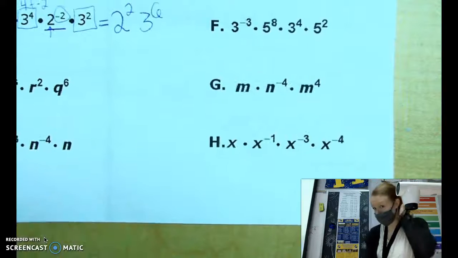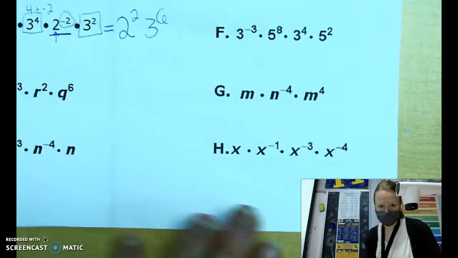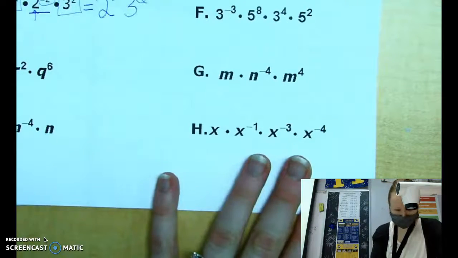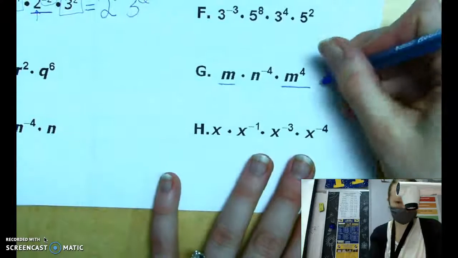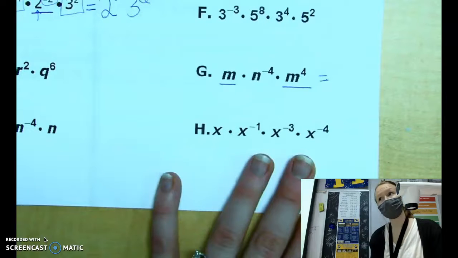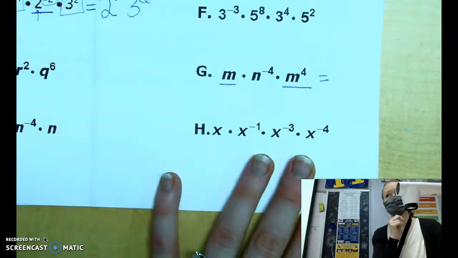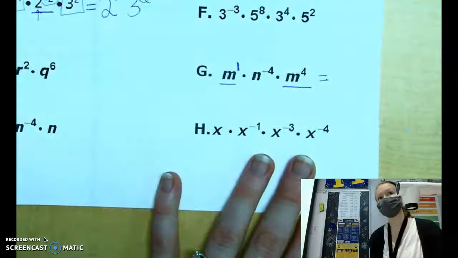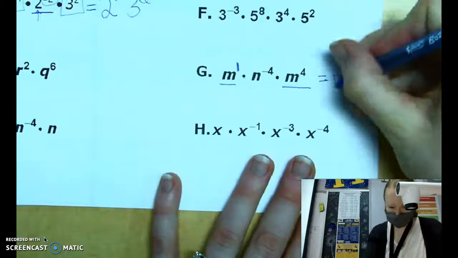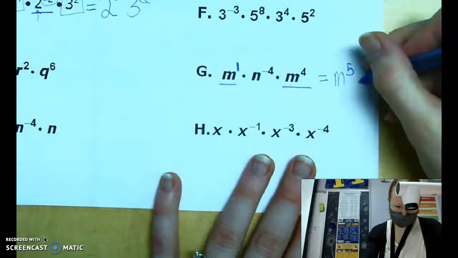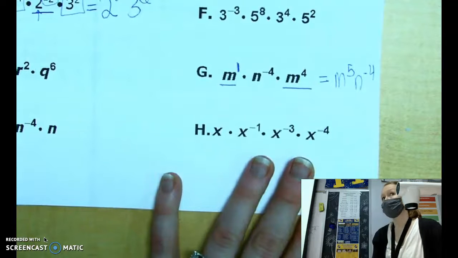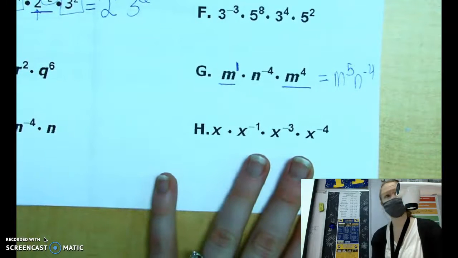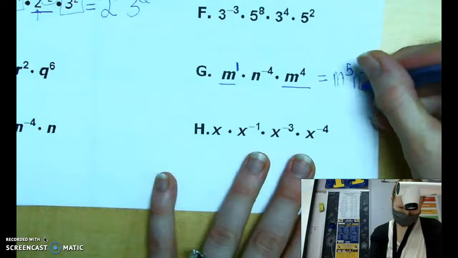Let's try question G and then question H. For G, first thing I would do, I have like terms, I need to combine them. How many total m's do I have? Show me on your hands. I have 5. Even though this m doesn't have an exponent, it really has an imaginary 1. So I have 5 m's and then n to the negative 4th power. I don't think I'm done because I'm breaking another rule. Brant, what do I do? Put the negative n underneath.